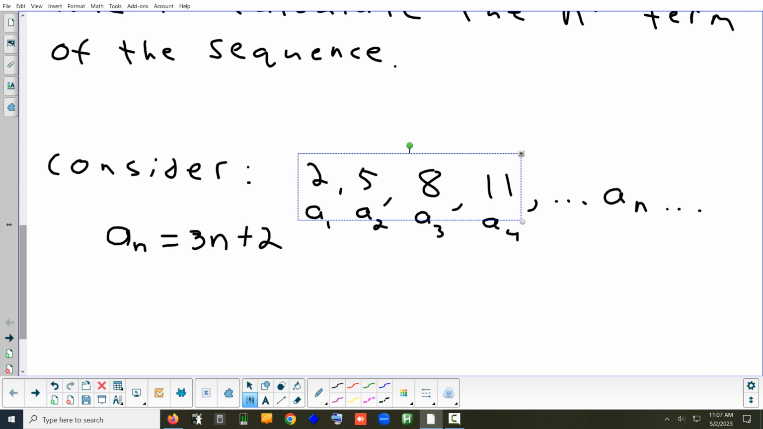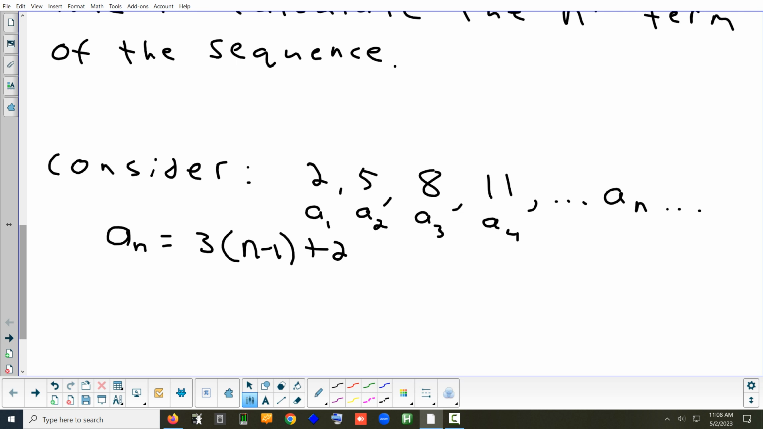Anyone else have a guess what the formula would be? Yeah? 3 times n minus 1 plus 2. Okay, so now that's kind of looking at a different approach. I do want to come back to that. So you said 3 times n minus 1 plus 2. All right, so if we simplify that, we essentially get 3n minus 3 plus 2, which is 3n minus 1.